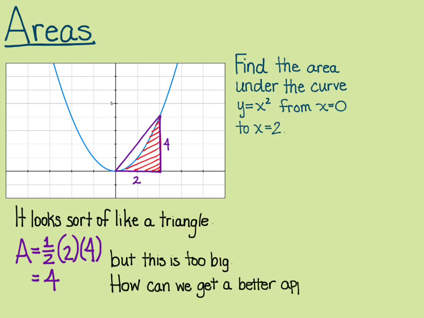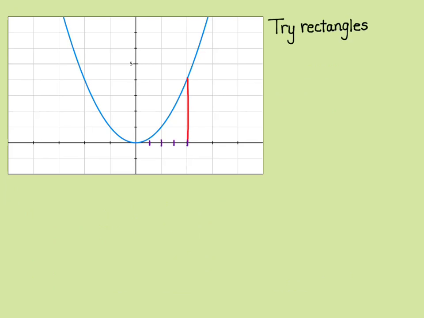So how can we get a better approximation? One way to do it is to try rectangles instead of triangles. So what I'm going to do is start by splitting the interval from 0 to 2 up into 4 equal-sized regions. Just looking at the x-axis, I've marked off in purple 4 equal-sized intervals. And now I'm going to take the right end point of each interval, trace it up until I hit the curve, and call that the height of the rectangle.